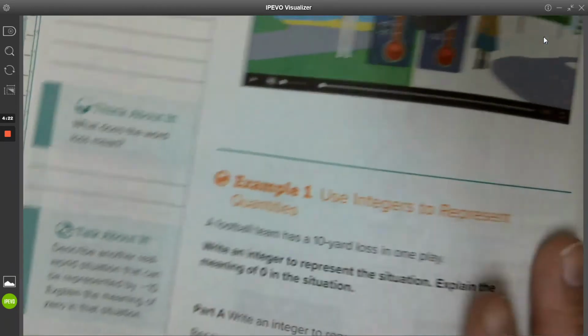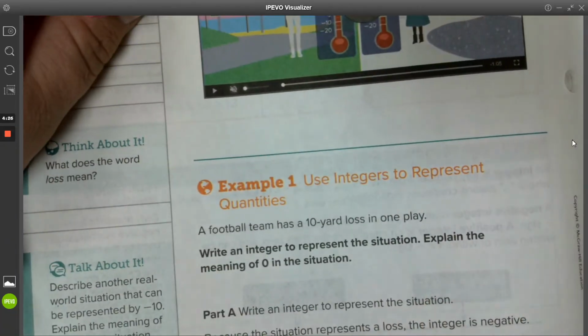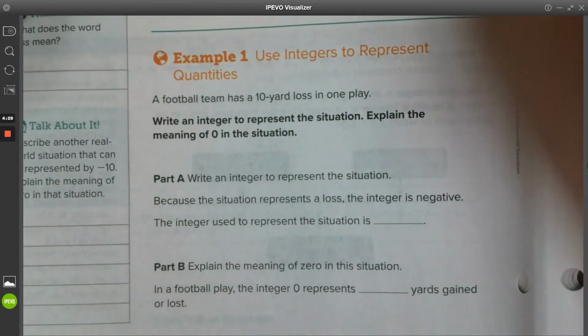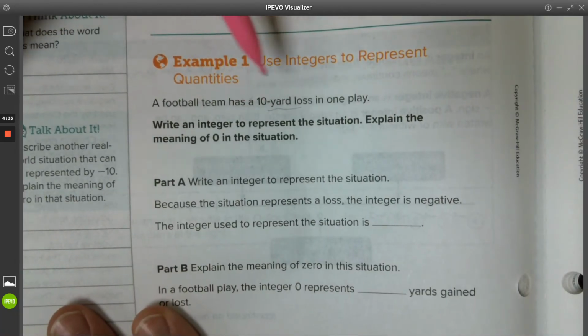All right, so you should be following along on page 194. We're going to jump to our example 1. Here we have a football team has a 10-yard loss in one play.